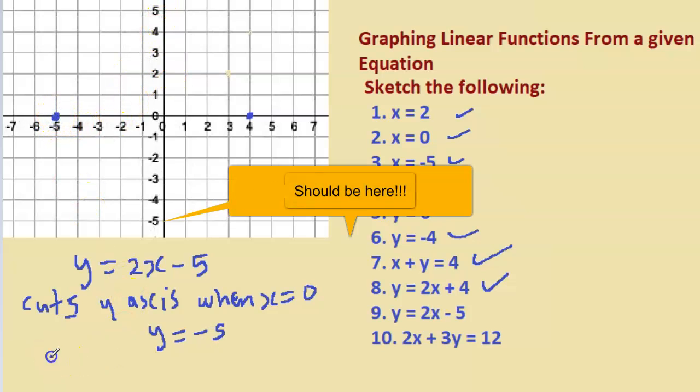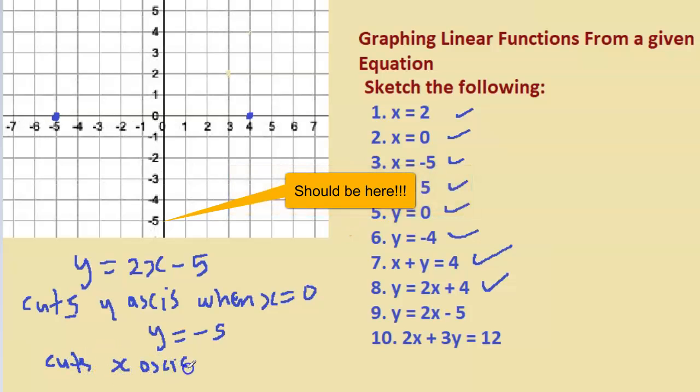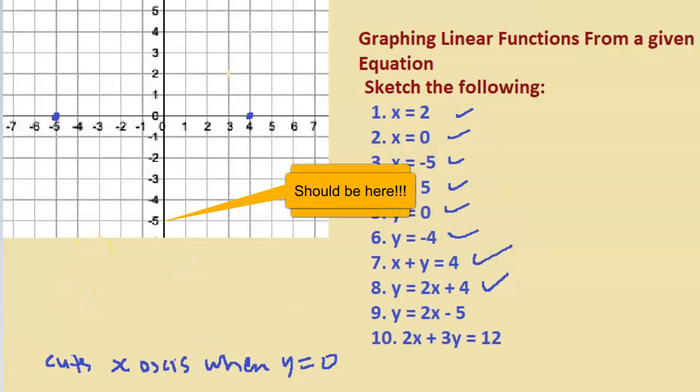And it cuts the x-axis when y is 0. Right? Now when y is 0, what you have is 0 equal to 2x minus 5. Oh, sorry, the graph was y equal to 2x minus 5. So when y is 0, 0 equal to 2x minus 5. You're solving for x, so the minus 5, group over here, or you say add 5 to both sides.